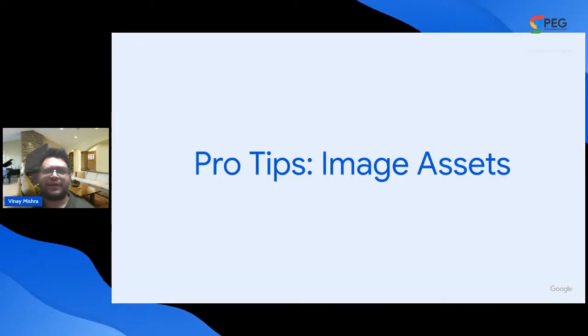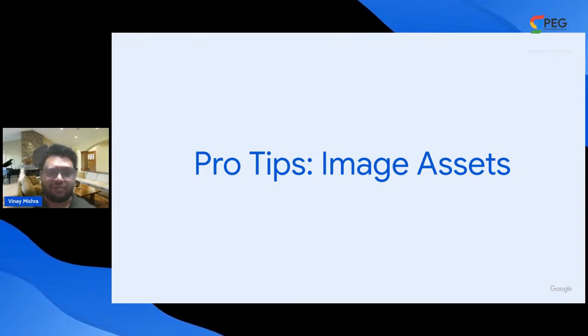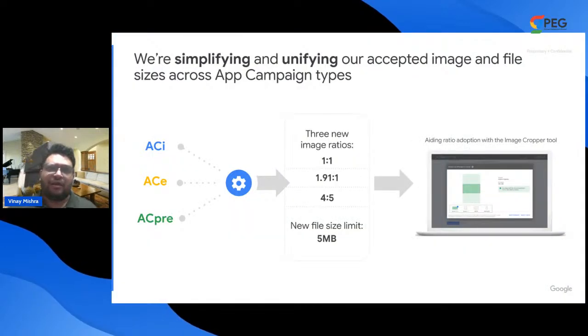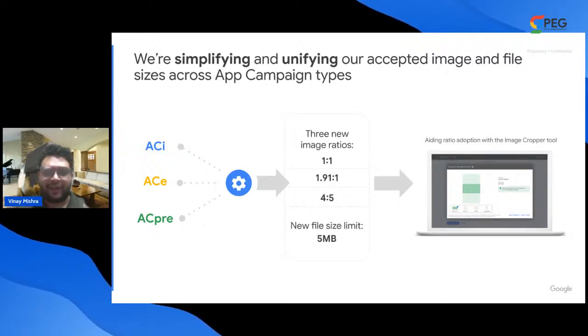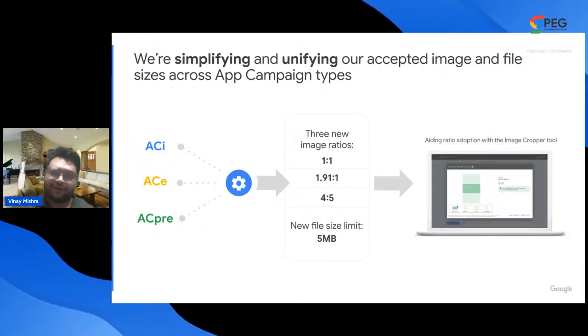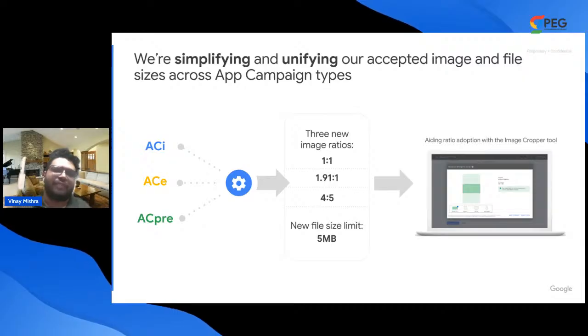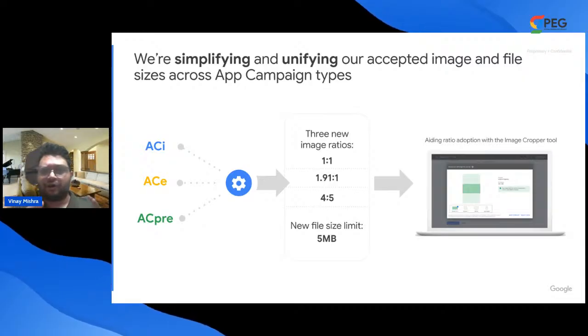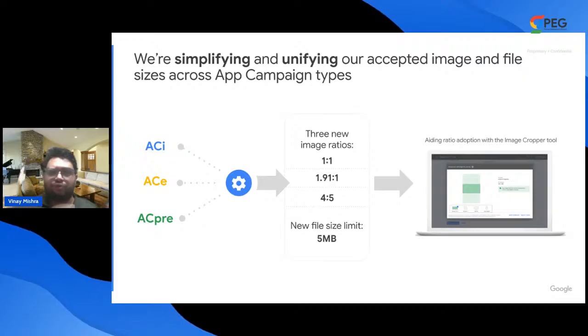So now let's quickly talk about the image assets and what the pro tips are in terms of image assets. When we're talking about image assets, we're simplifying and unifying. The same aspect ratios are required. You don't really have to create different dimensions, be it for app campaigns for install, app campaigns for engagement, or app campaigns for pre-registrations.